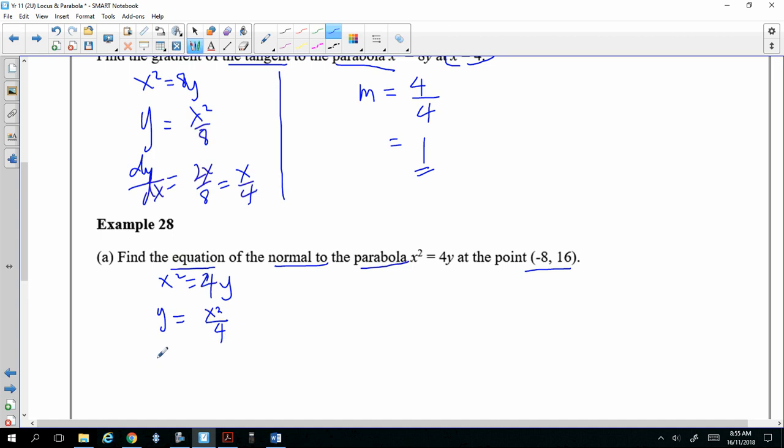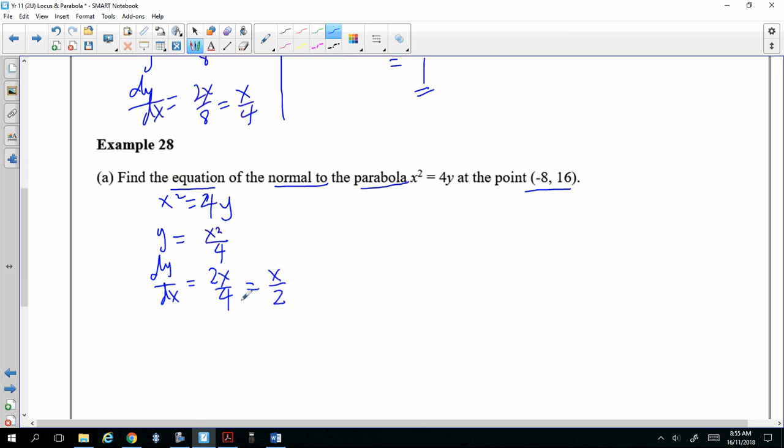So dy over dx equal to 2x over 4. That equals x over 2. Okay? And then what we do is, to find the gradient of the normal, first find the gradient of the tangent by substituting the x value into the derivative. So we get negative 8 over 2. Okay, that doesn't look like an 8. Let's make it a bit bigger here. Okay, alright. So that becomes negative 4.